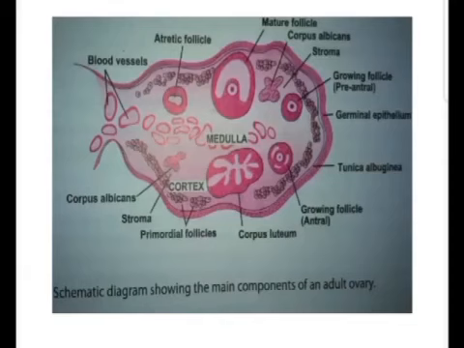The surface of the ovary is covered by a simple cuboidal epithelium. This epithelium is known as the germinal epithelium, because in earlier days it was believed that this layer was the source of fresh germ cells.